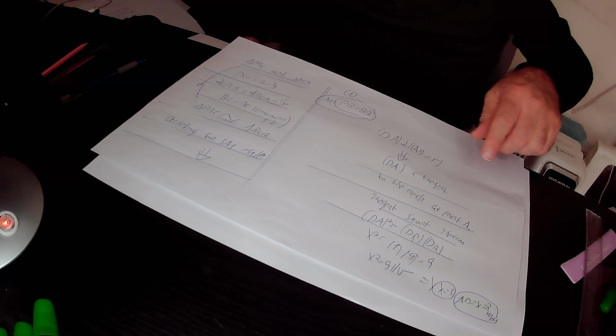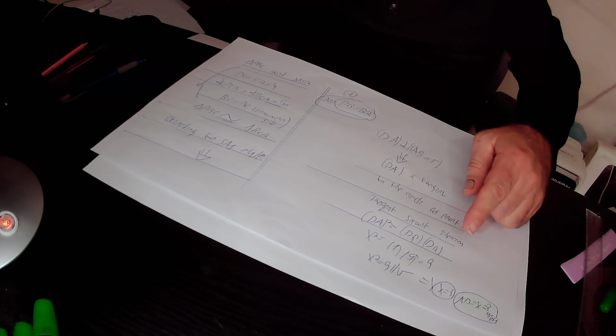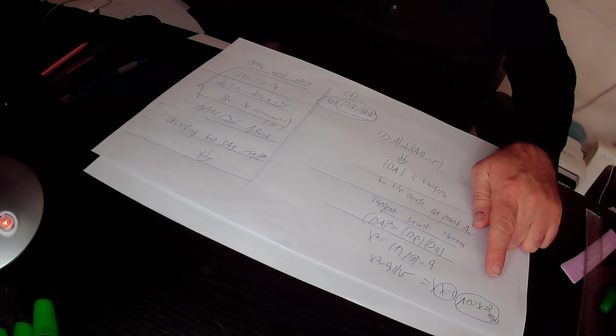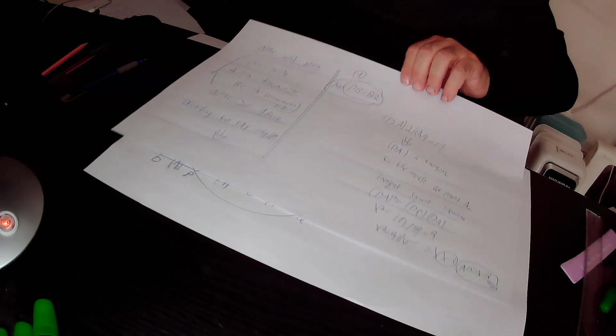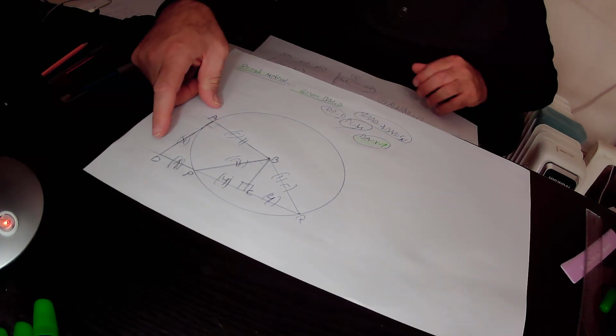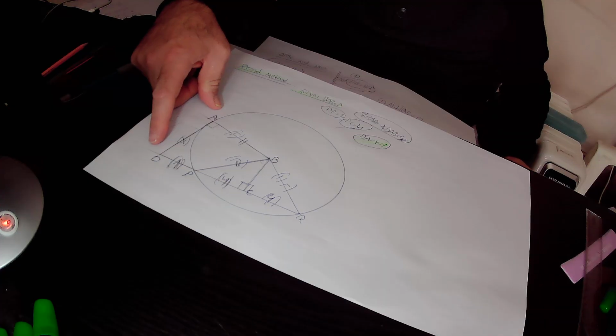And again, AD, that equals x, is equal to 3 units in length. So in both methods, we find that the length of this side AD, equal to x, is 3 units.